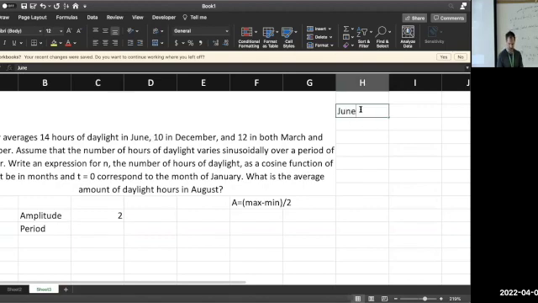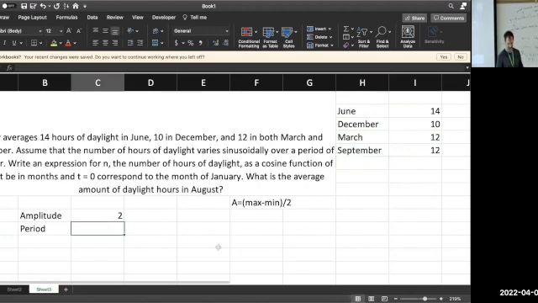Yeah, the way it's written in words is a little confusing. June 14, December 10, March 12, September 12. That's all the data points that we get. What's the period on this? How long does it take for things to repeat in terms of months? Is it fair to say a year, 12? Okay.